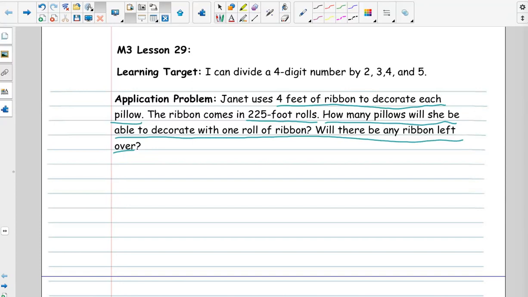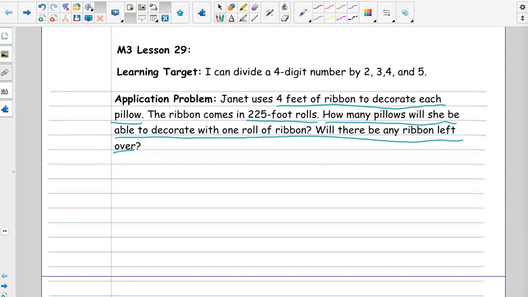We're going to start today with an application problem. Janet uses 4 feet of ribbon to decorate each pillow. The ribbon comes in 225-foot rolls. How many pillows will she be able to decorate with one roll of ribbon? Will there be any ribbon left over?